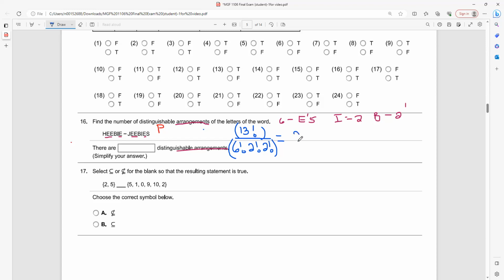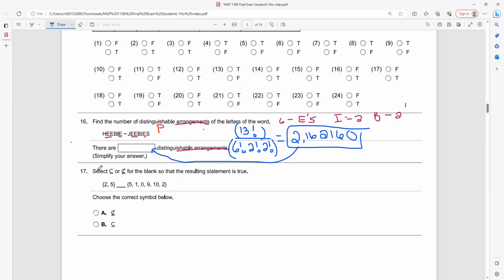You should get, once you punch that in, 2,162,160 distinguishable arrangements. This is how many arrangements you'll have for these letters that are in heebie-jeebie.